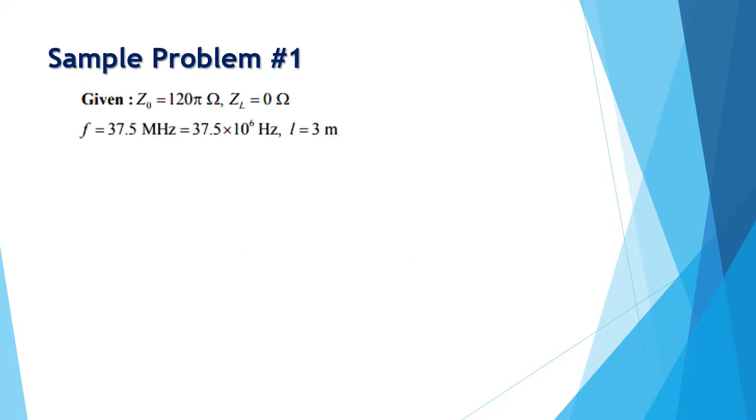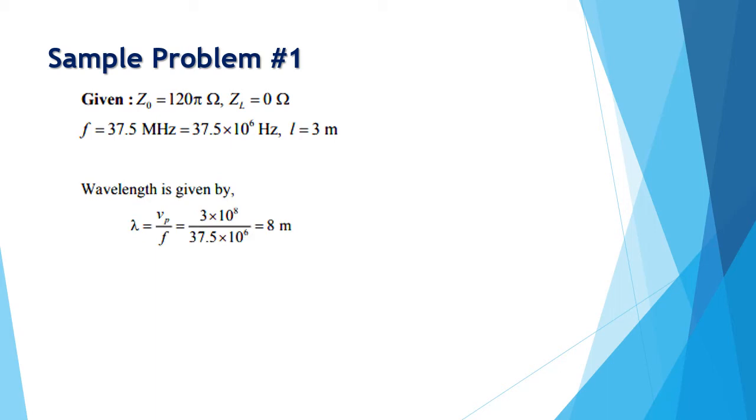First, let's list all of the given. We have our characteristic impedance, Z sub O, equal to 120 pi ohms. Next, we have our load impedance equal to 0 ohms. We know that this is 0 ohms because the problem states that the line is terminated by a short circuit. Then we have the frequency of our electromagnetic wave, equal to 37.5 MHz, or 37.5 times 10 raised to the 6 Hz. And then the physical length of the line, L equals 3 meters.